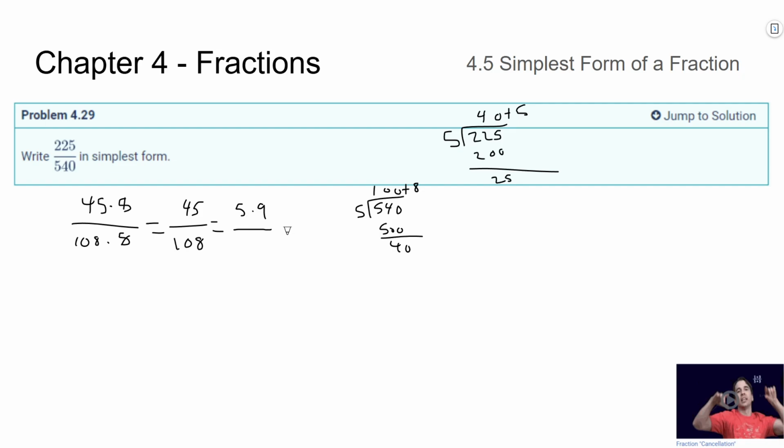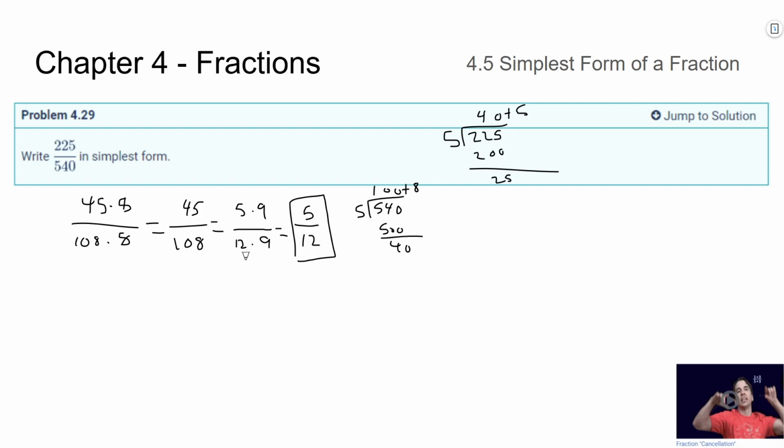And 108, let's see, we know 9 times 11 would be 99. So that should be 9 times 12. So let's do 12 times 9, and we have 5 twelfths. And 5 is a prime, and 12 is not divisible by 5. So that is the simplest form there. So that's one way to do it.